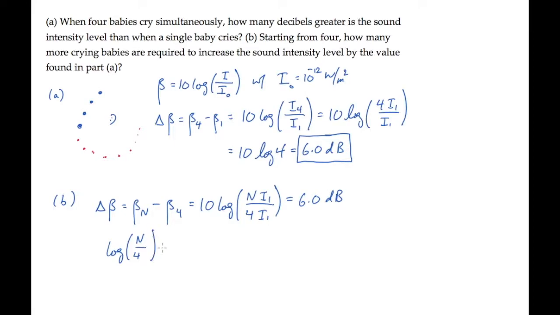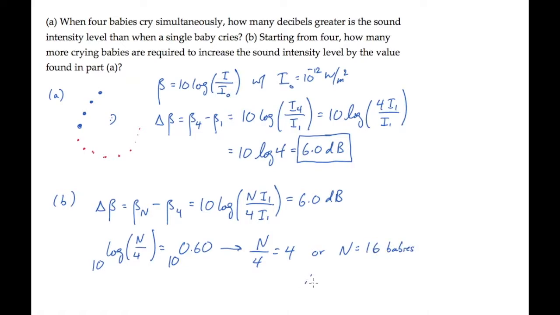If we divide by 10 and then make each side of the equation the exponent of 10 to get rid of the log, we find that n over 4 equals 10 to the 0.6, and that equals 4. So we see that n equals a total of 16 babies altogether.